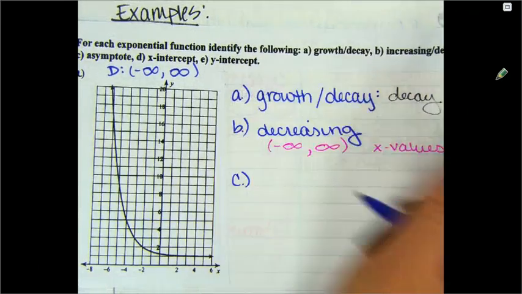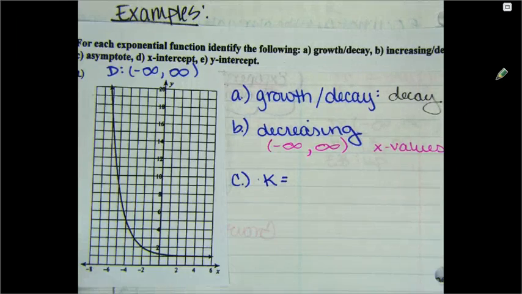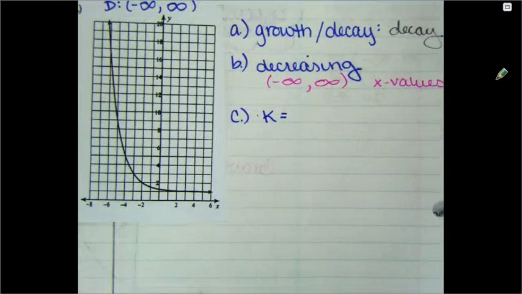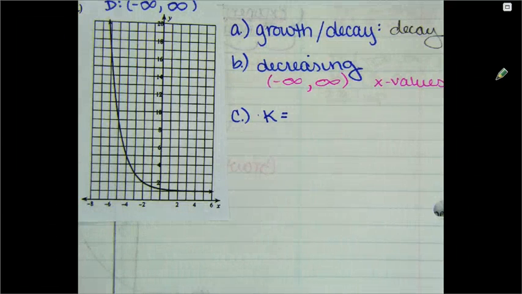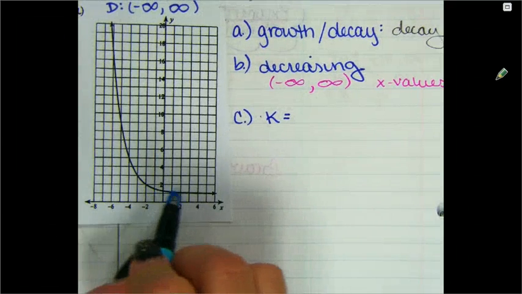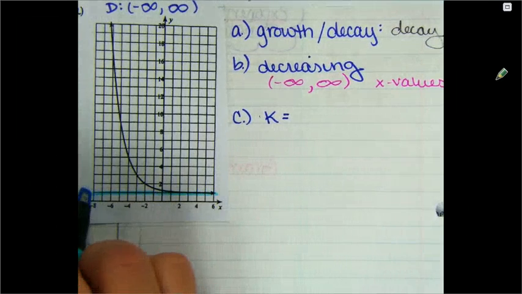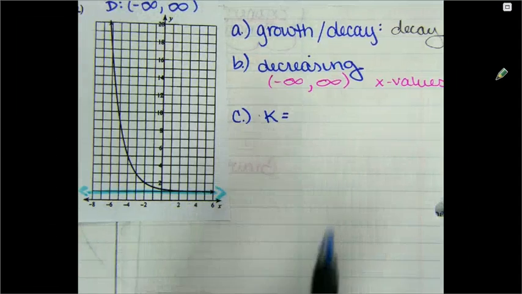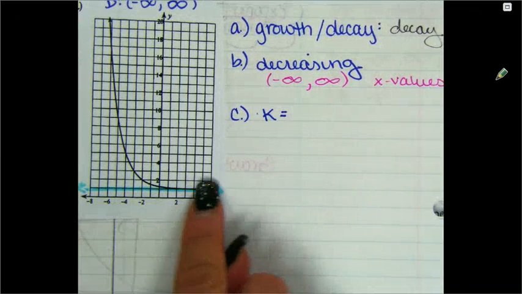Letter C wants to know, what is the asymptote? We always say k equals. Now what I want you to do is look at the graph. Do you see how the function comes really, really close to this line? Is it really touching this line? It's really not. It looks super, super close, right? But it's not touching it. It's getting super, super close to it. So the asymptote is this number right here.